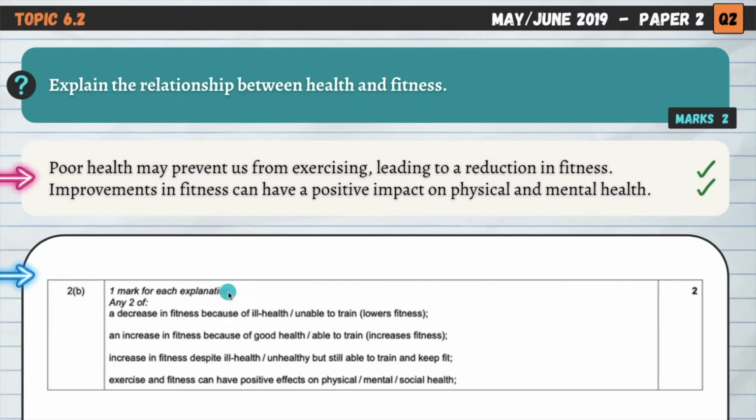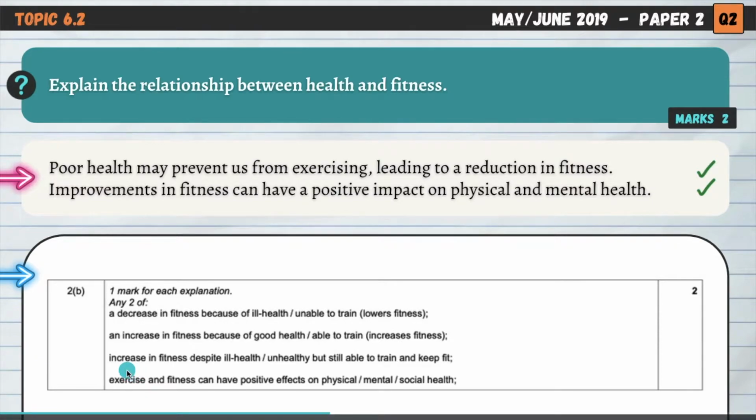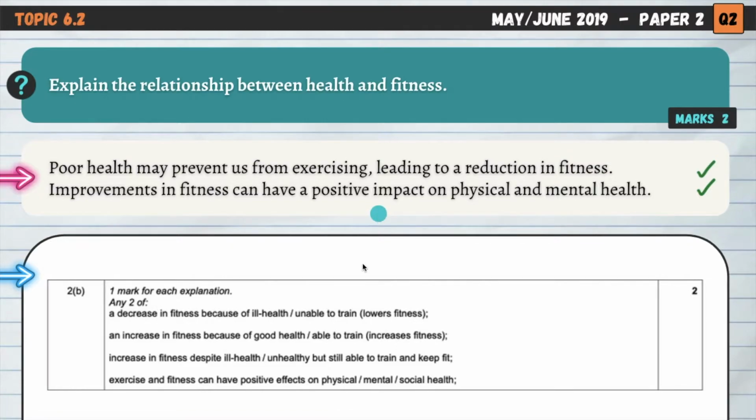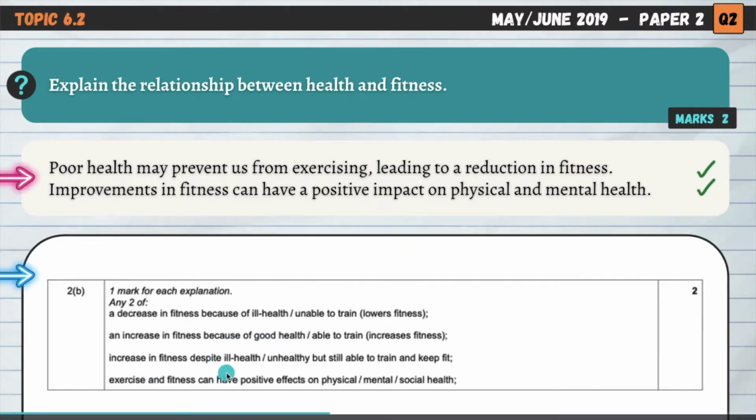So let's have a quick look at the mark scheme. We might lose fitness because we have poor health. That was the first point that I made here. We might improve fitness because we have good health. So being in good health enables us to train and therefore improve our fitness. We might have an increase in fitness despite ill health. So we could actually be in poor health, for example, poor social health, but we're still exercising and therefore improving in fitness.